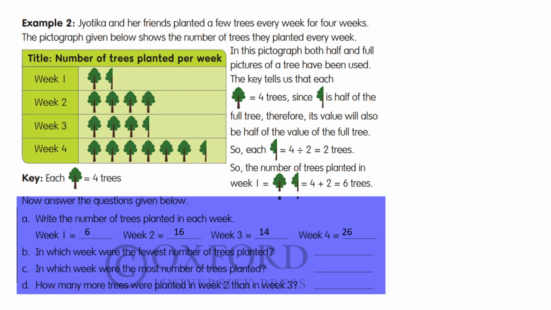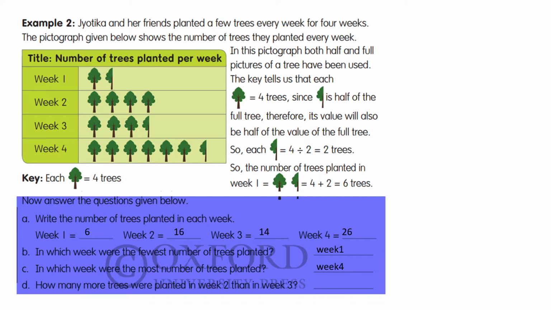In which week were the fewest number of trees planted? By looking at this pictograph, we can see that week 1 has the fewest number of trees planted. In which week are the most number of trees planted? As you can see in the pictograph, week 4 has the most number of trees planted.